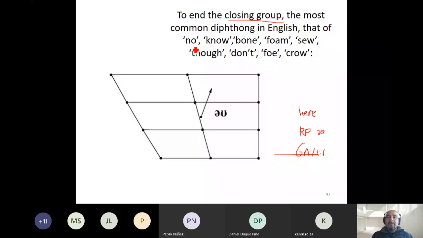Examples here: no. Interesting, two words that sound exactly the same. Bone, foam, so, though, don't, foe, crow. Foe, interesting word. Friend or foe. Oh, okay. It's not difficult, but it takes a while to get used to the pronunciation of a schwa.